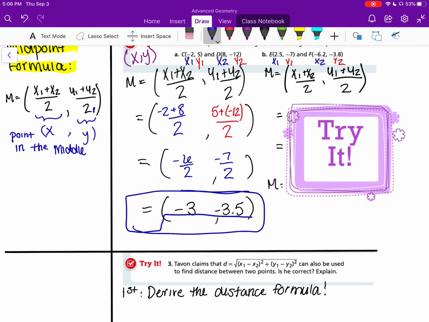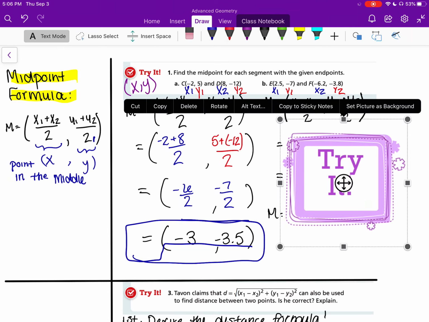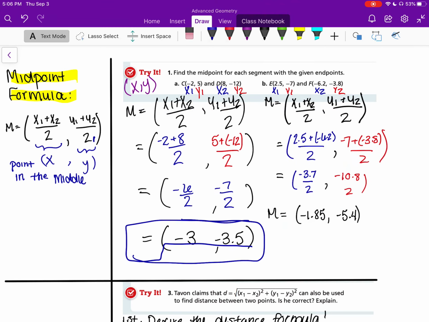I want you to pause and try part B, and then I'm going to come back and delete this sticker so you can check your work. So pause, try it. All right, now that you're back, check it. Did you get it right? Email me if you don't know where you messed up.